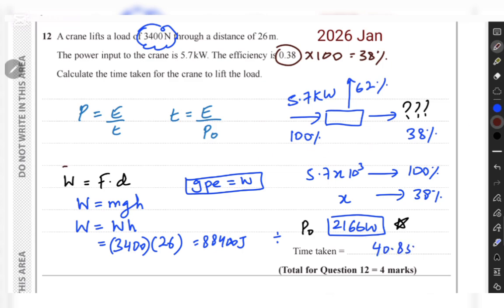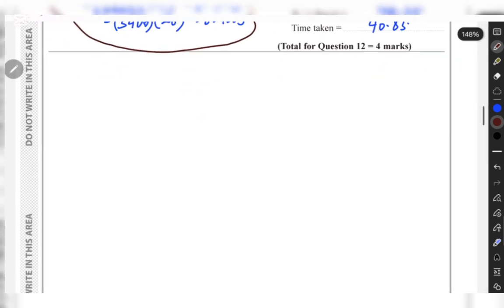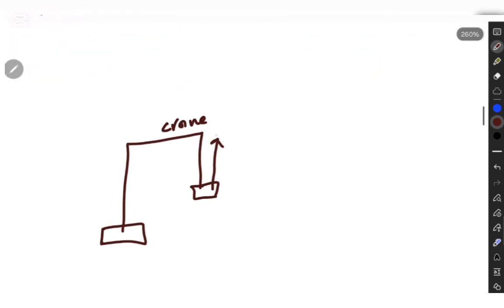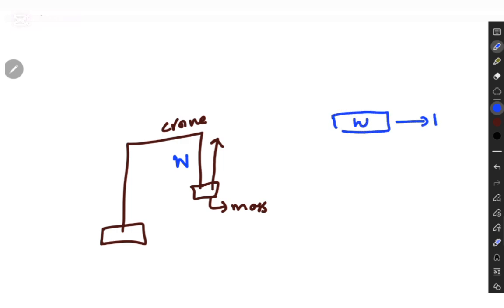Now I want to explain this part a bit more because I know it might be a bit confusing. So let me try to explain it. So I've drawn a simple model. Imagine this is the crane and this is the mass. Now the crane is doing work to lift the mass. So the work done by the crane is being converted into the GPE. Does it make sense?